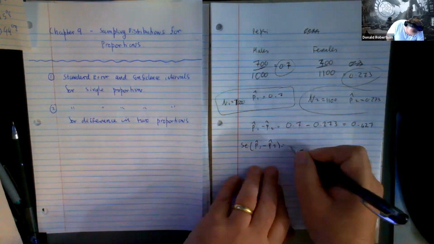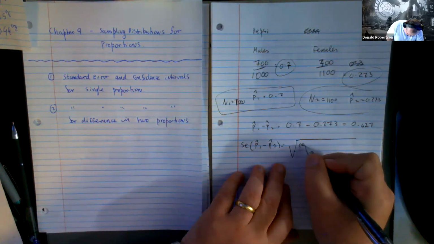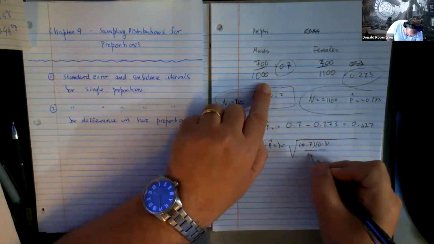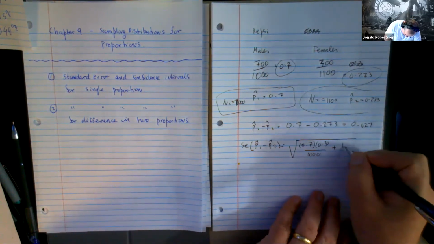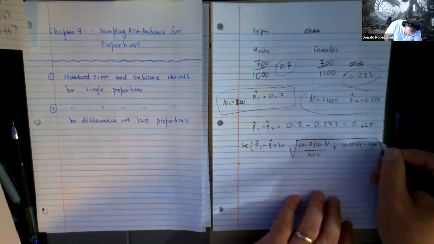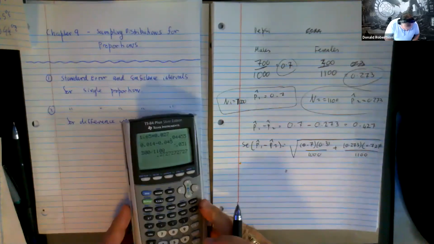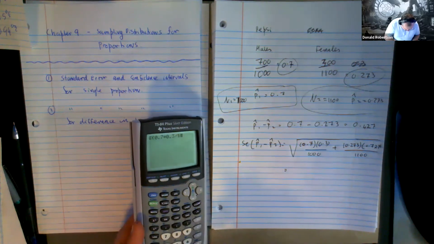Okay. Now the standard error is going to be the square root of 0.7, 0.3 over 1,000. That's P1 hat, Q1 hat over N1. Added to 0.273, 0.727 over 1,100. So square root, 0.7 times 0.3 divided by 1,000.